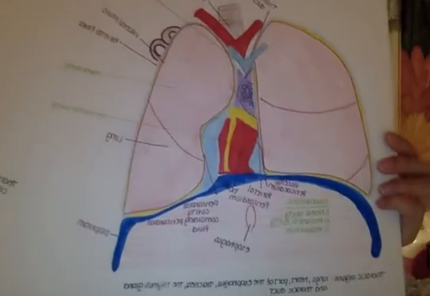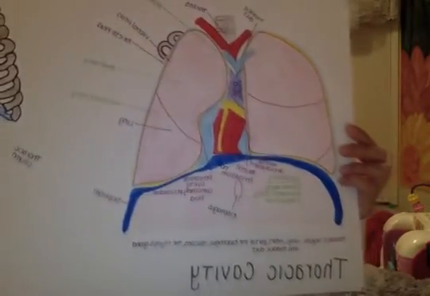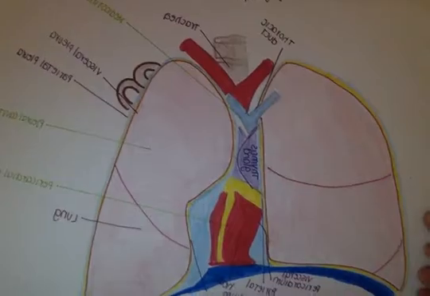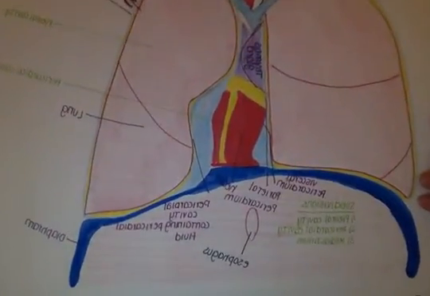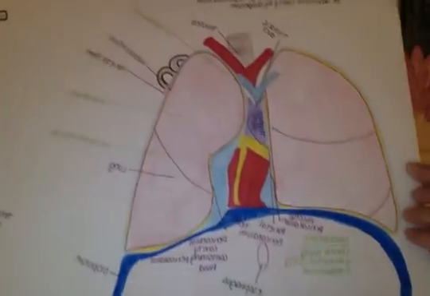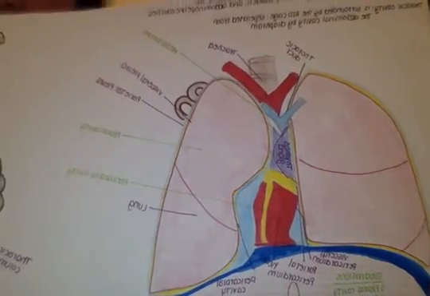Here is the thoracic cavity. I don't know if you can see it very good. I'll zoom in. Go up slowly. I have also labeled all the organs and serous membranes. I'll be describing each one of them.